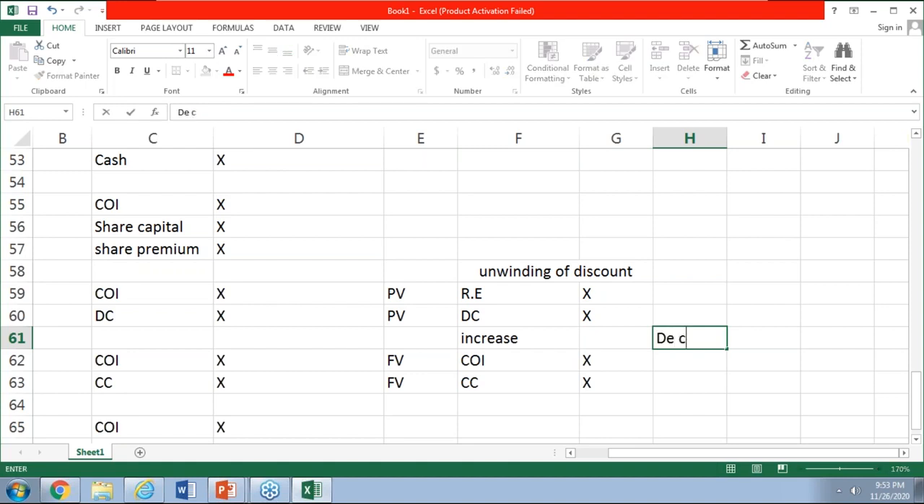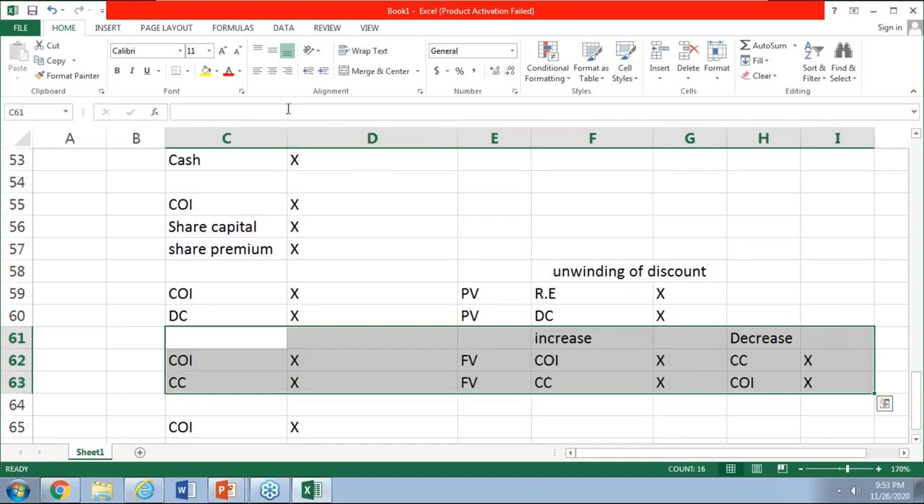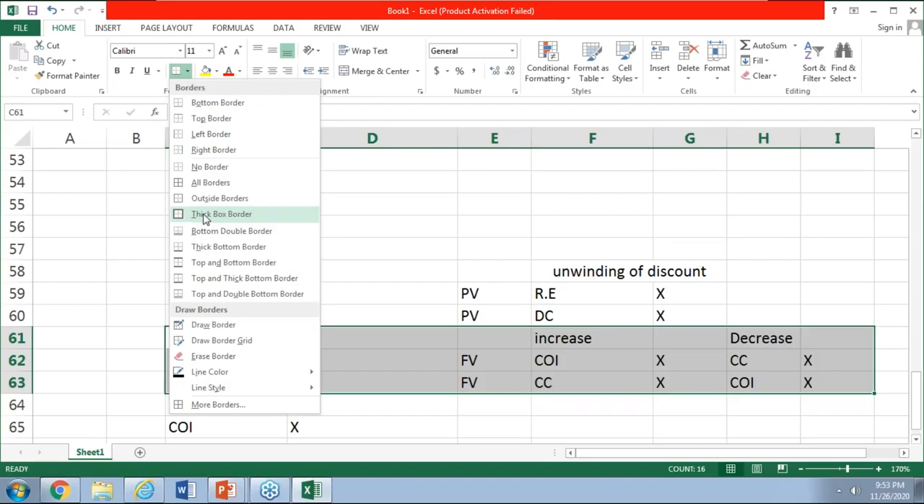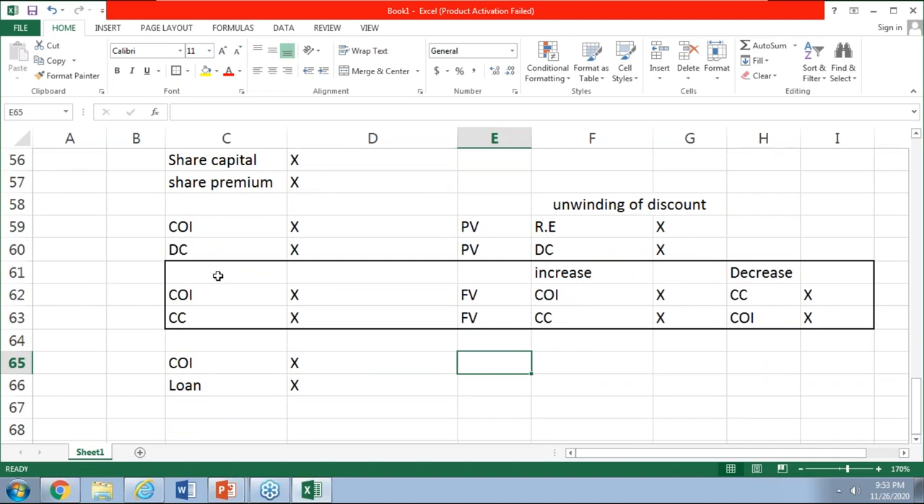But whenever we have a decrease in the contingent consideration, the accounting treatment will be: debit contingent consideration, credit cost of investment. So this is the subsequent impact of contingent consideration. And if it is in the form of a loan, then you have to recognize the finance cost of this loan in the future. So these are the impacts of the cost of investment. Deferred consideration and contingent consideration both are liabilities.